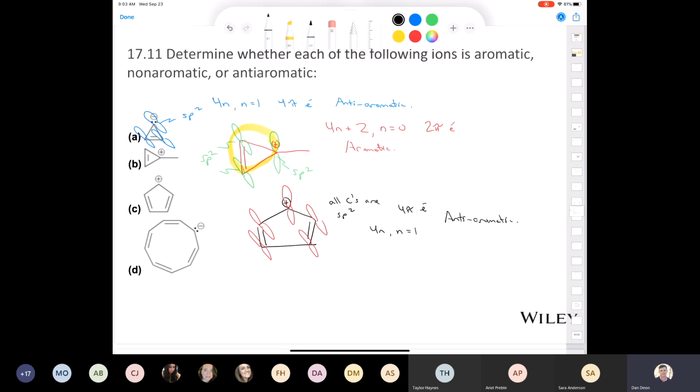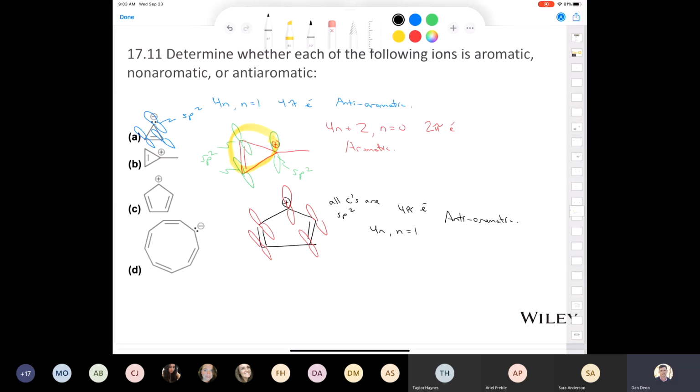Does anybody want to wager anything for the last one? Is it anti-aromatic, aromatic, or non-aromatic? Or do you want me to just walk you through it? Okay, let's take a look at this one here.